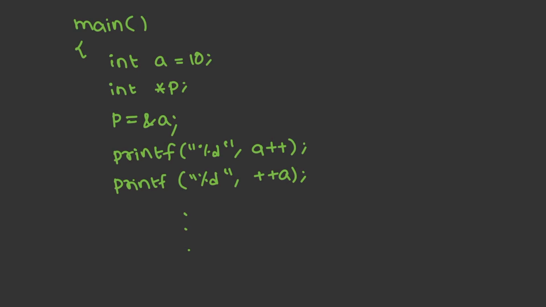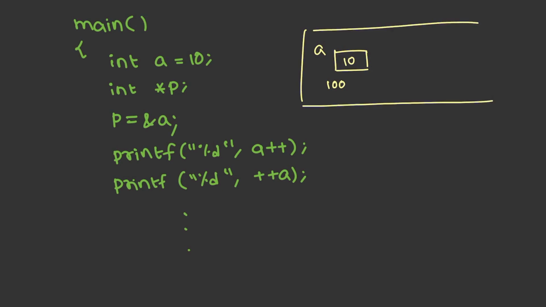Consider the main function and a variable has been declared. The value is 10, consider it is at memory location 100, and this is inside the stack and this is happening inside the main function. Now a pointer has been declared. Let's say this is a pointer which is at the address 200 and the pointer is storing the address of A. So the pointer is having 100.